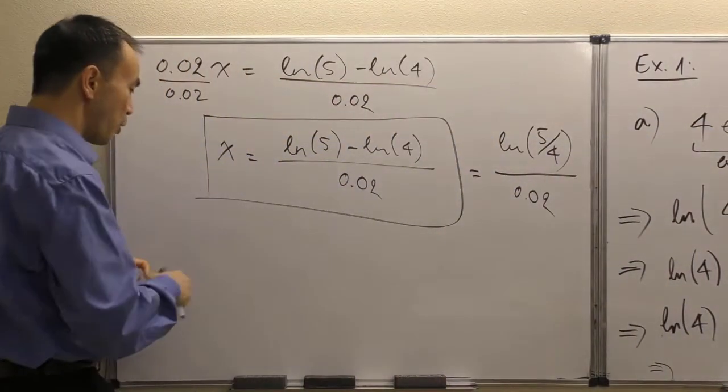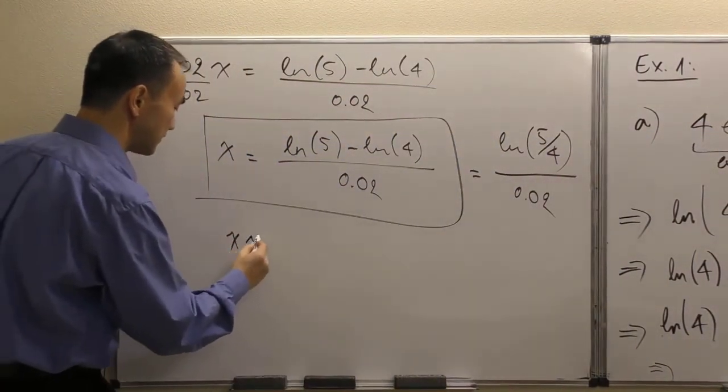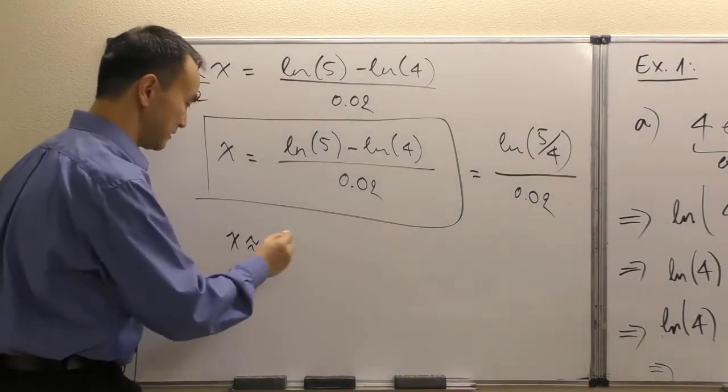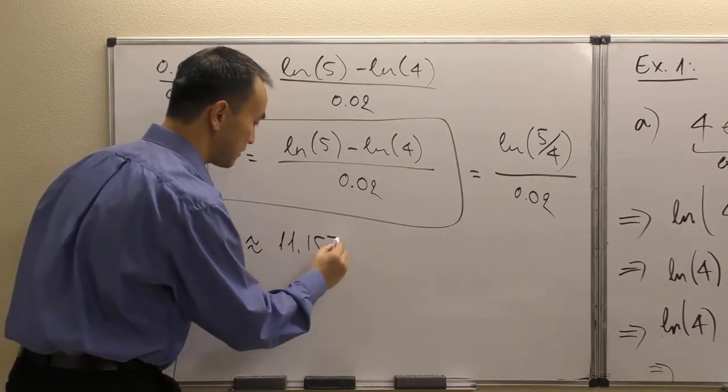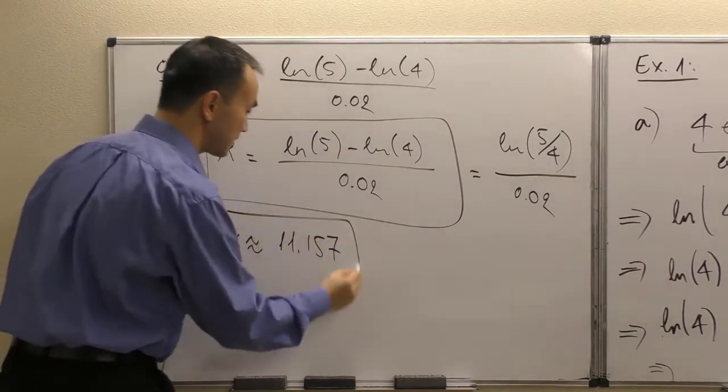So for this equation, the x value that satisfies it is approximately 11.157. It's approximate.